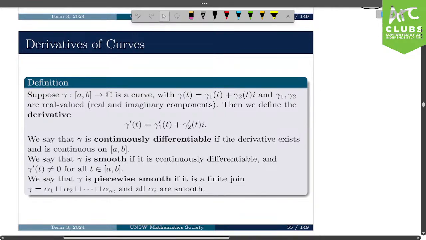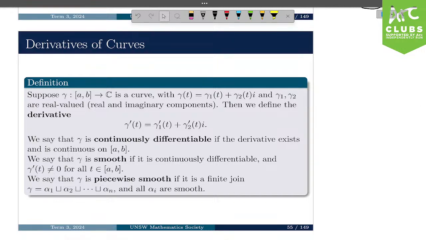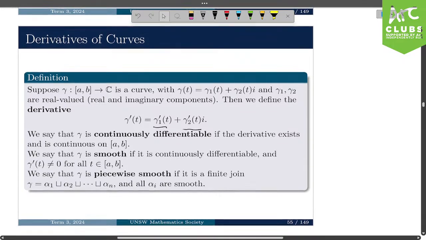We can take derivatives of curves, right? Because a curve is just a function of a real variable, we don't have to worry about Cauchy-Riemann equations or anything like that. We just take the derivative with respect to t, and we can do that by taking the derivative of the respective components.